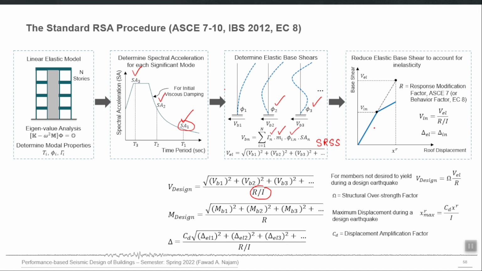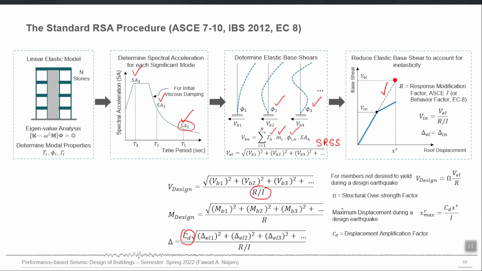So, initially the structure would have followed this straight line, up till this elastic base shear, this point, right. But when we divide the applied force by an R factor, we are actually forcing our structure to follow this blue line or non-linear line, right. So, the R factor is applied on all the responses. Finally, the Cd factor should also be applied to all the displacement responses, right. Just like ELF, all the displacements and drifts should be multiplied by the Cd factor.